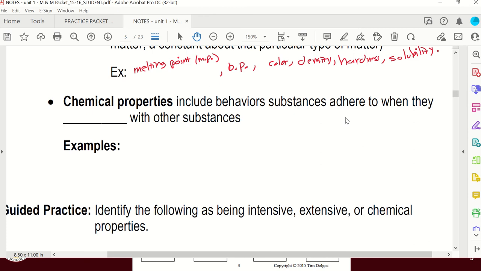It's the last of the properties. There's extensive, intensive, and chemical properties. They depend on how the substance, the matter, reacts with other substances. For example, there are these group 1 elements. It's the first vertical column in the periodic table. They all react with water.